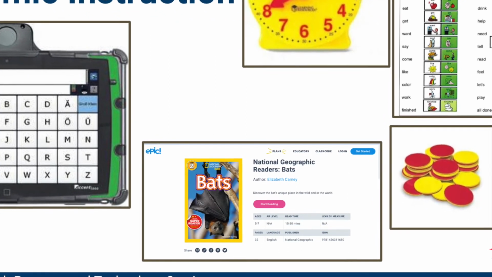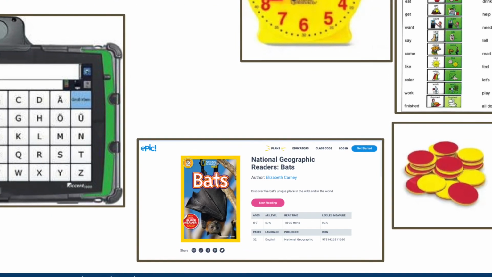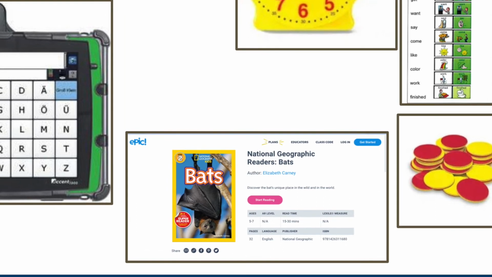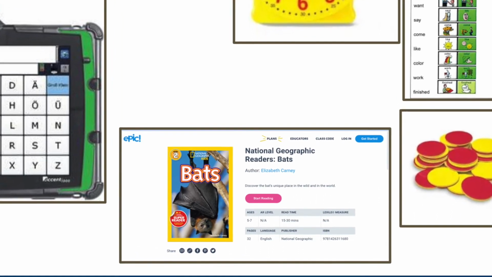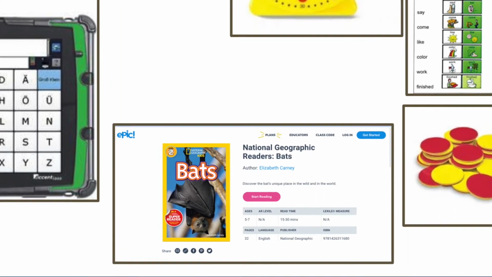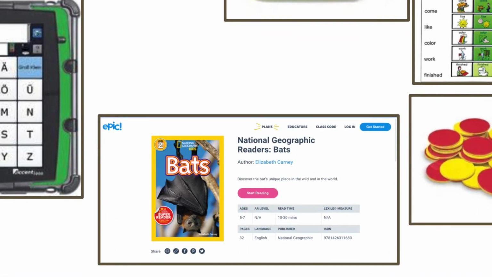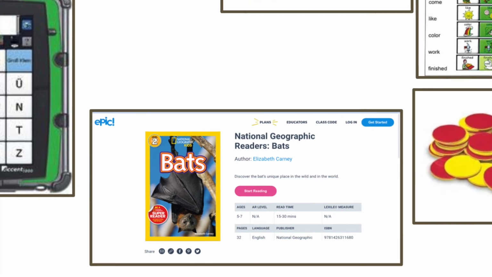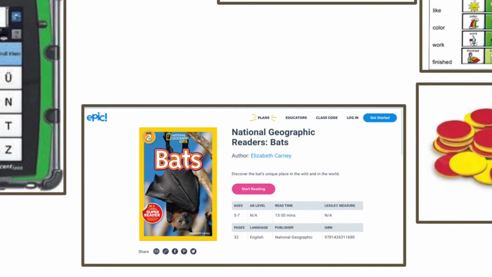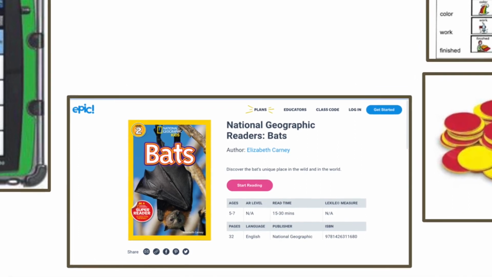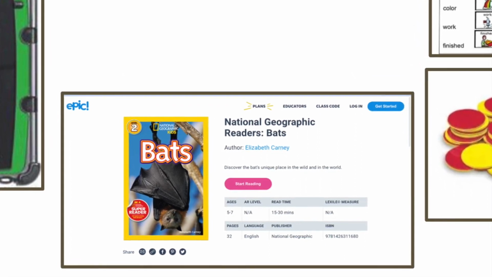I had a student that loved scary things like zombies and vampires, and we found a book about bats. And we were able to read that bat book, especially around Halloween. And I programmed some of the vocabulary from the book into his device so that he was able to tell his parents and his friends about the book.